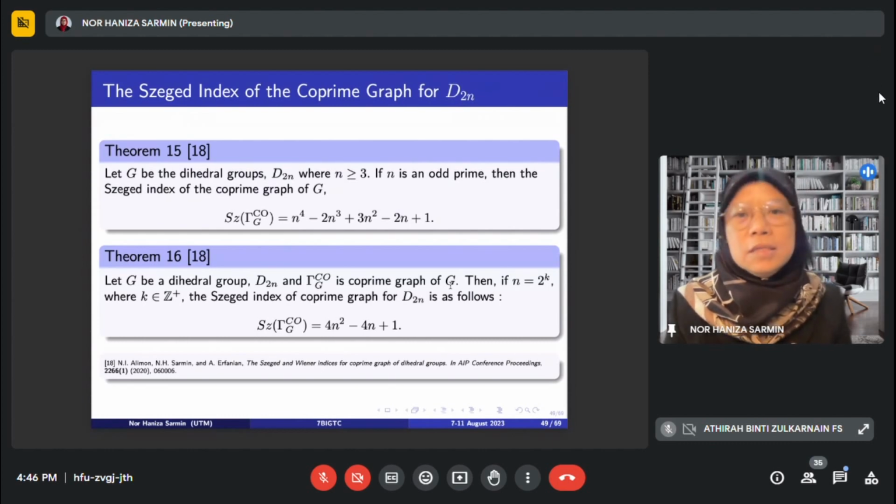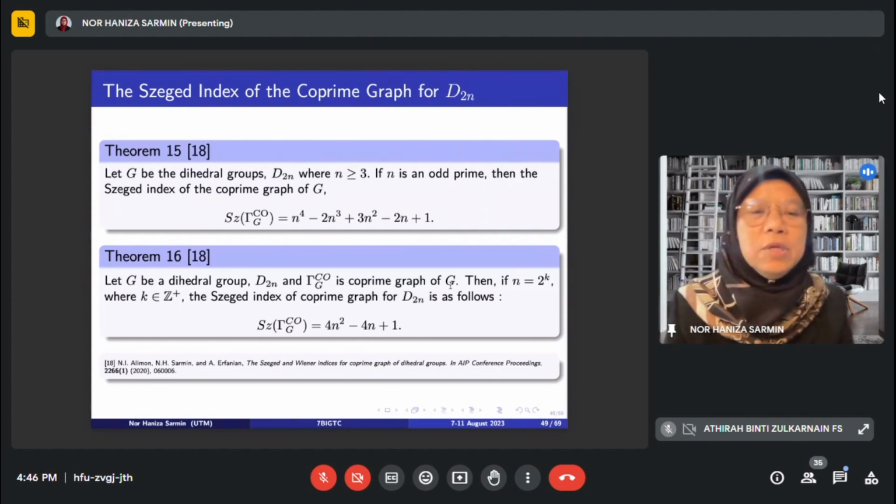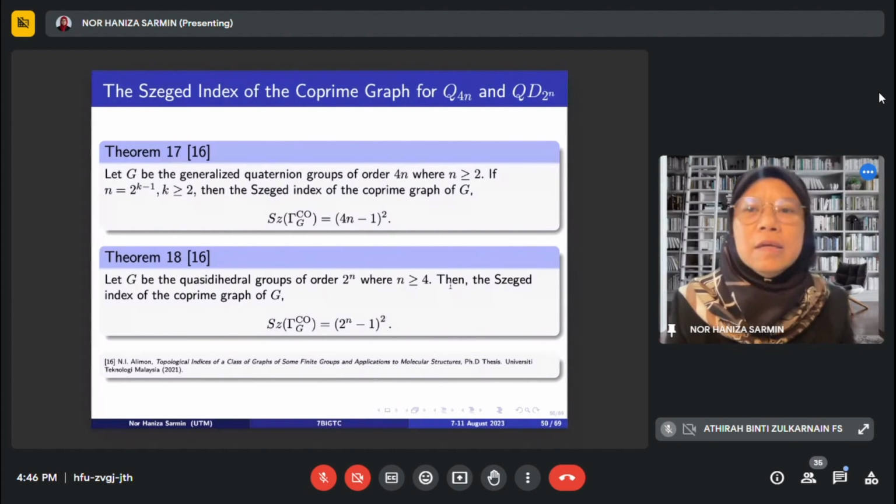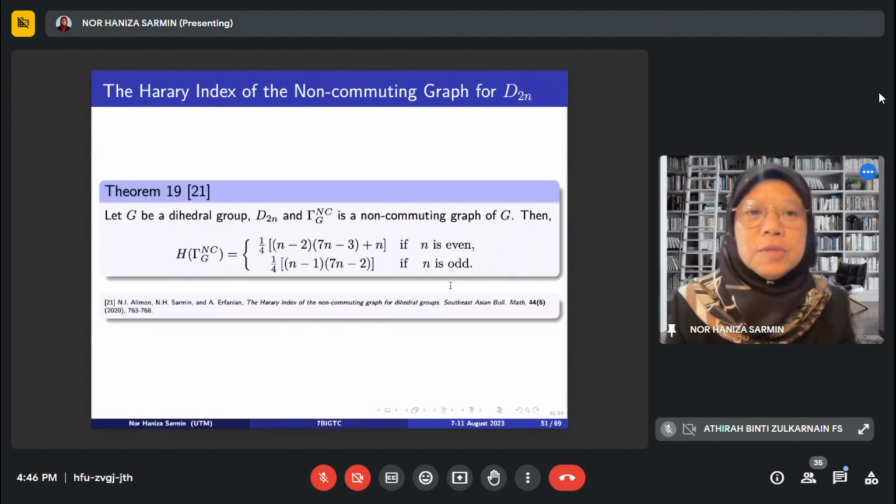Next is the co-prime graph for the three groups. These are also the results of the Zagreb index. First, for the case odd prime for the group, the co-prime graph depends on the co-prime graph given and found before. And the same for these two other groups, generalized quaternion groups and also quasi-dihedral groups.